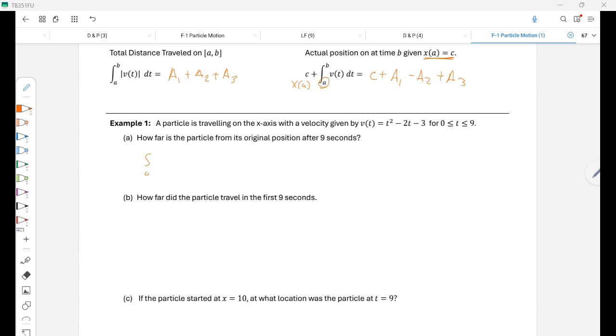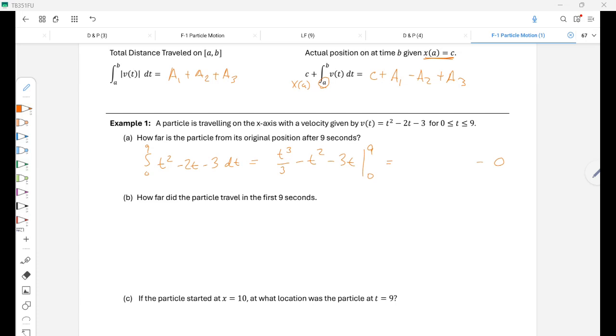So we'll do the integral from 0 to 9 of t squared minus 2t minus 3 dt. So that feels like t cubed over 3, minus t squared minus 3t. Agreed? Plugging 0 into that is going to give us nothing at the end. So we just need to plug 9 into all of this stuff.